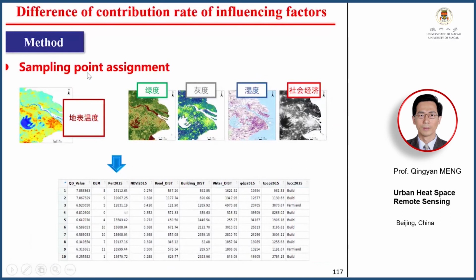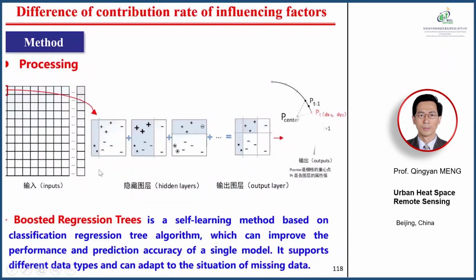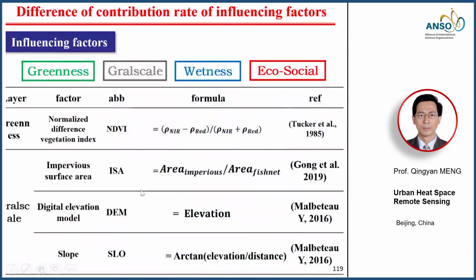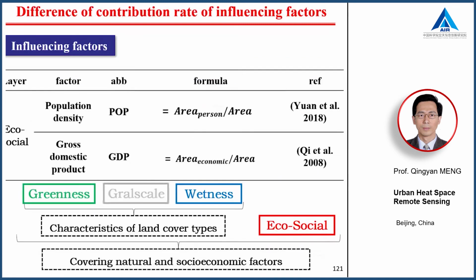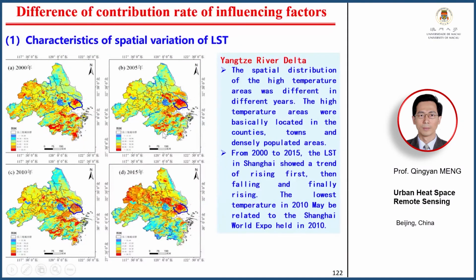We also have the sampling of urban green, urban gray, and urban humidity. Also we use social economic factors. We study it. Here we use the boosted regression trees, the decision trees and the boosting, using the urban gray, urban green, urban whiteness, and social economic multi-factors, and we study the different areas. Here you can see the Yangtze River Delta.